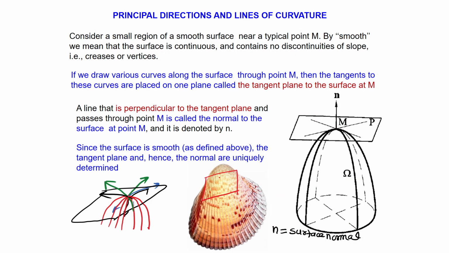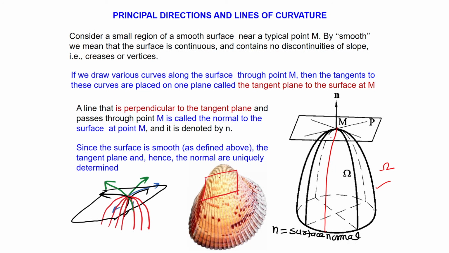So, consider a small region of a smooth surface. Let us say we take this surface or this. In this figure, a shell is described here and its domain is omega. There are lines, like you see in natural surfaces, so many lines will pass through. Let us say at any region, you can take any point, a point M, and at this point the surface is smooth.